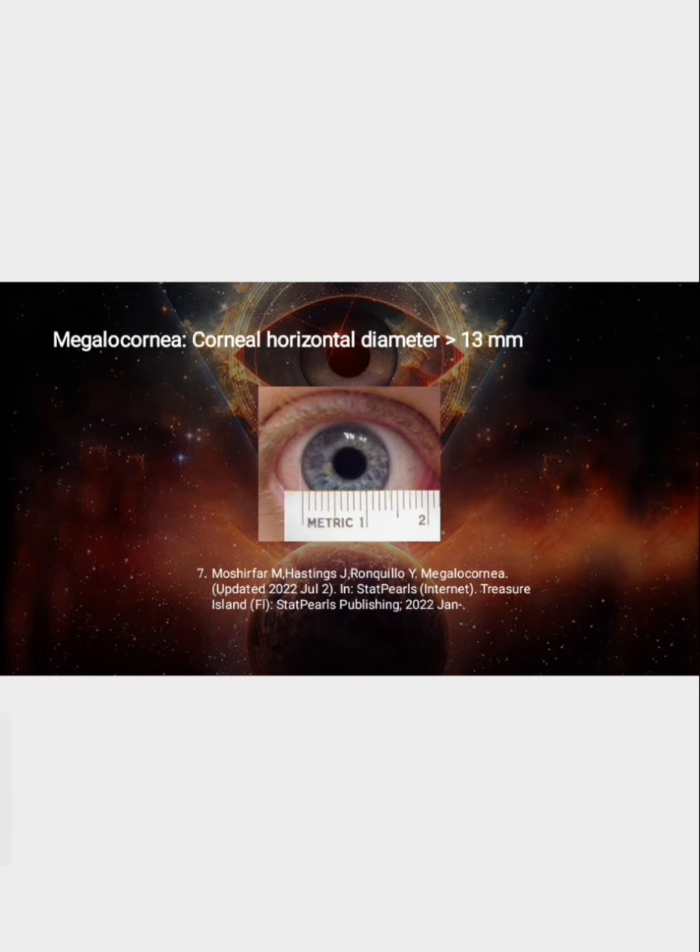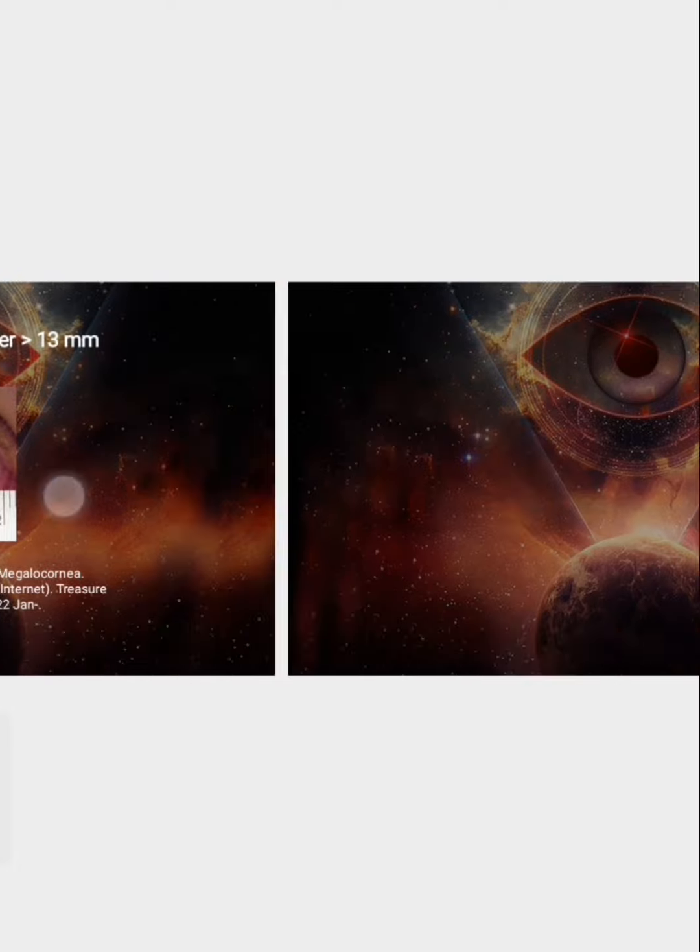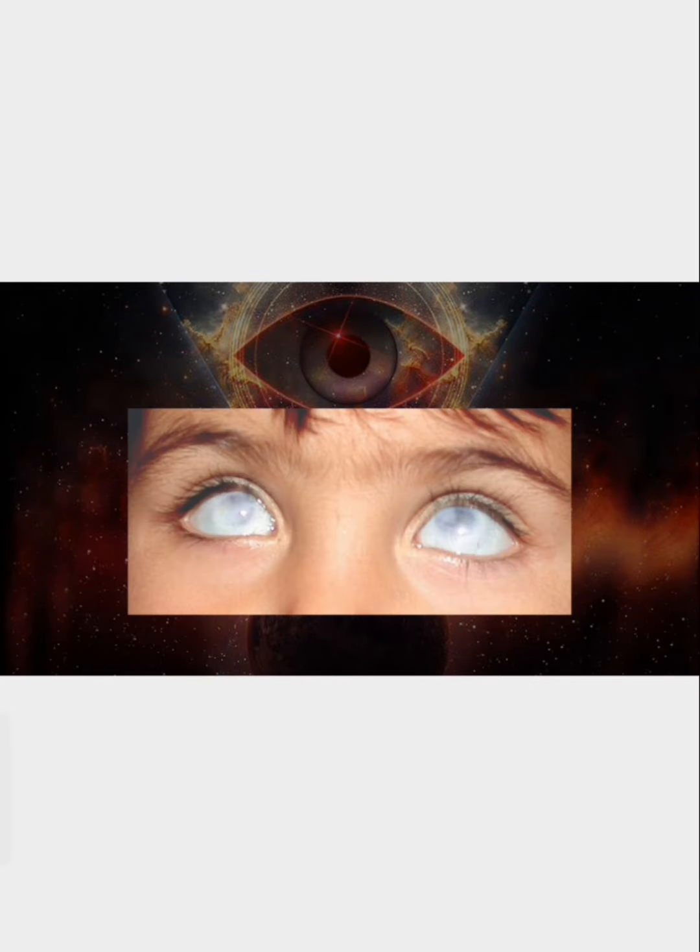What is megalocornea? When the corneal horizontal diameter is more than 13 millimeters, it is called megalocornea. When it is not associated with increased intraocular pressure, the intraocular pressure should be normal, then only it is called megalocornea. This is the picture of scleralization of the cornea.